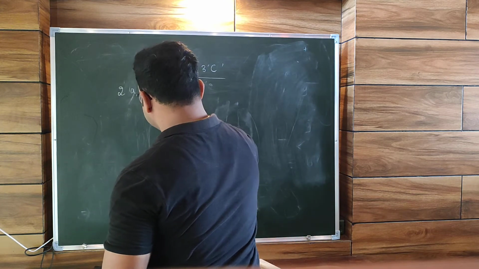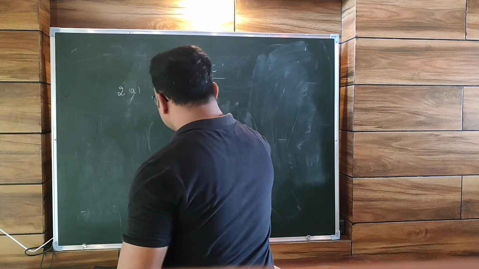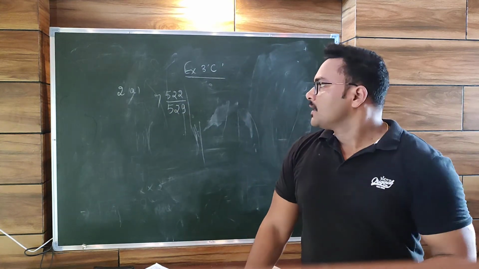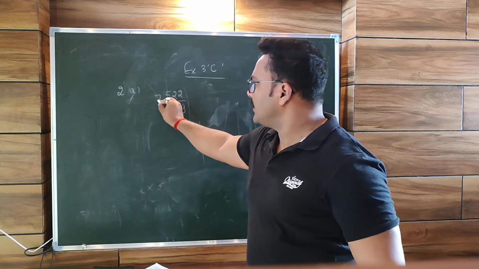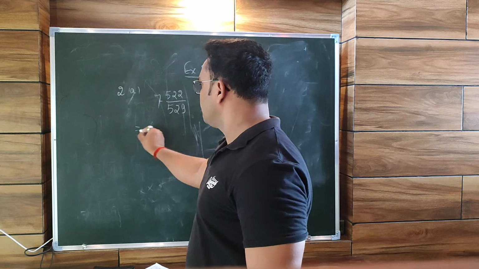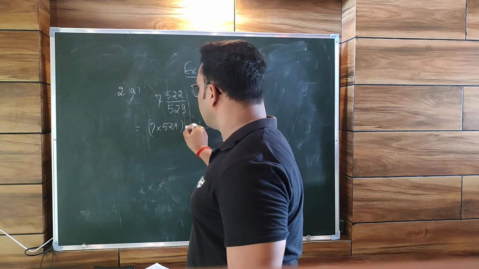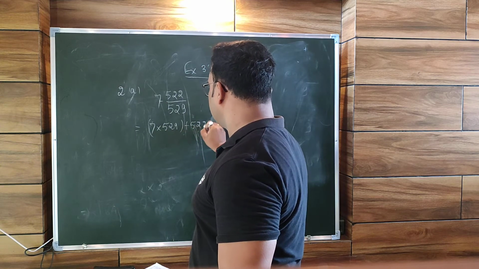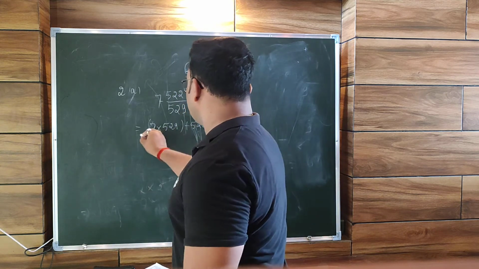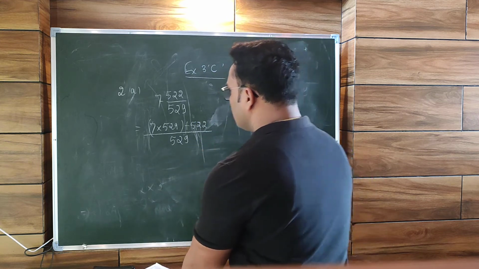7 whole 522 upon 529. So as I told you earlier, if you have a mixed number, you have to convert it into an improper fraction first. So what is the way of conversion? 7 into 529 plus 522, plus 522 upon 529. Now this you have to calculate.